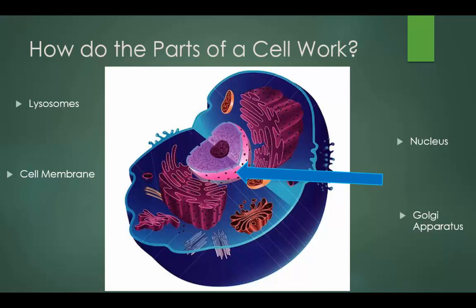This arrow is pointing at the nuclear pore. The nuclear pore is the area where materials exit the nucleus. This arrow is pointing at the nuclear envelope. The nuclear envelope is the membrane that surrounds the nucleus.